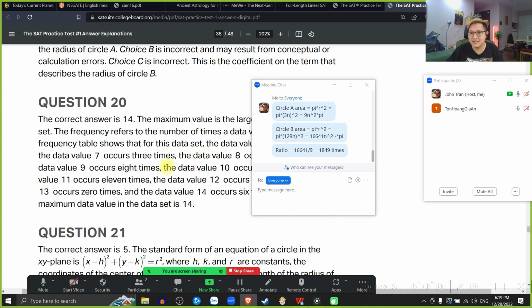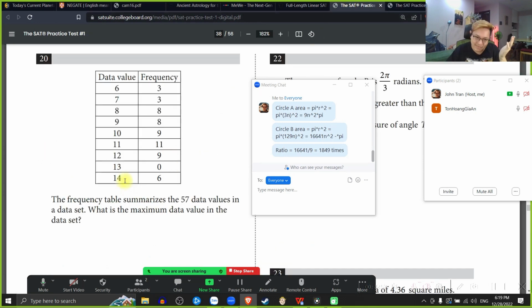Of course, 14 is the largest value. Yeah, it's very simple. They ask for the maximum data value, which is 14. The largest number in this pile is just 14. The frequency there is just for fun. Just for fun.